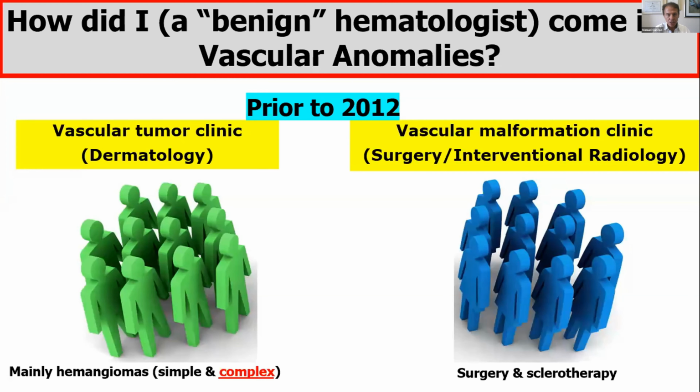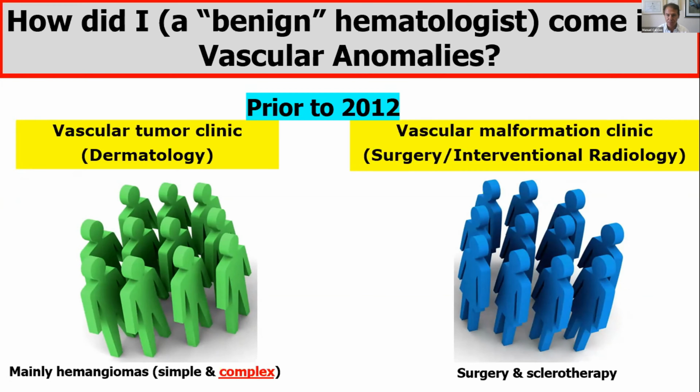So how did I, a benign hematologist, come into the field of vascular anomalies? And I think it's always interesting to know, how did people get into this area? So if you go back about 10 years ago, so prior to 2012, here in our institution, we actually had 2 clinics that kind of looked after patients with various types of vascular anomalies. We had a vascular tumor clinic, which was a dermatology-run clinic, and it looked after patients with hemangiomas, which for the most part are very simple, small lesions that don't require any therapy, but there are some complex hemangiomas.